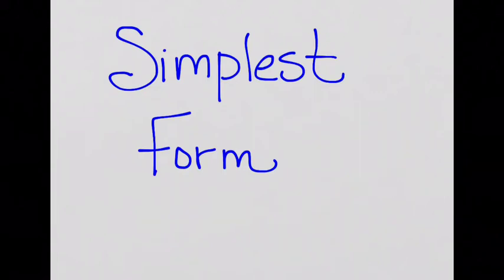Good evening, scholars. We're going to be looking at turning fractions into their simplest form.